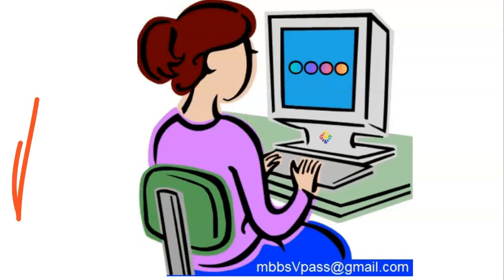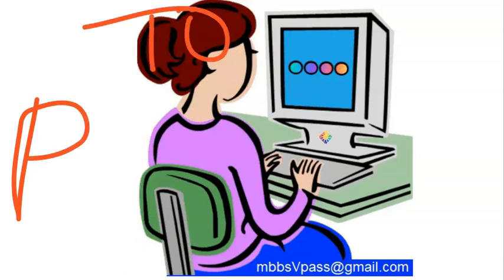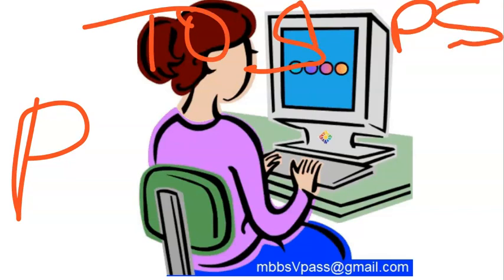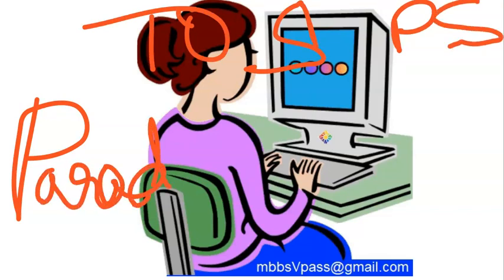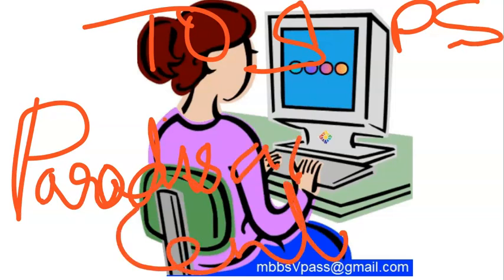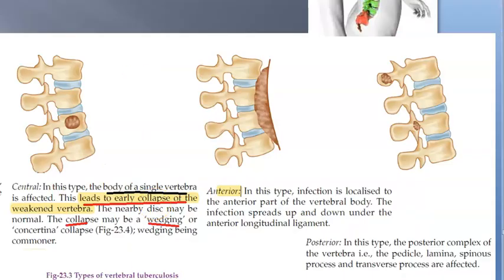The first type in tuberculous osteomyelitis of the spine, also called Pott's spine, was paradiscal. What was the second one? Central, right? In central, the body is affected, in which there can be early collapse. After central, they are showing you anterior, posterior. So remember, this is anterior and this is posterior.